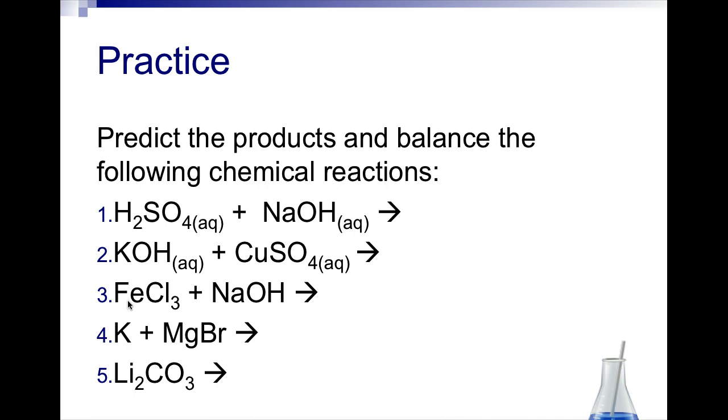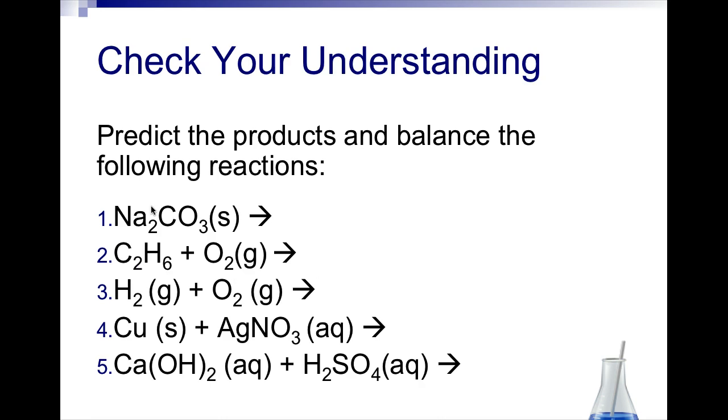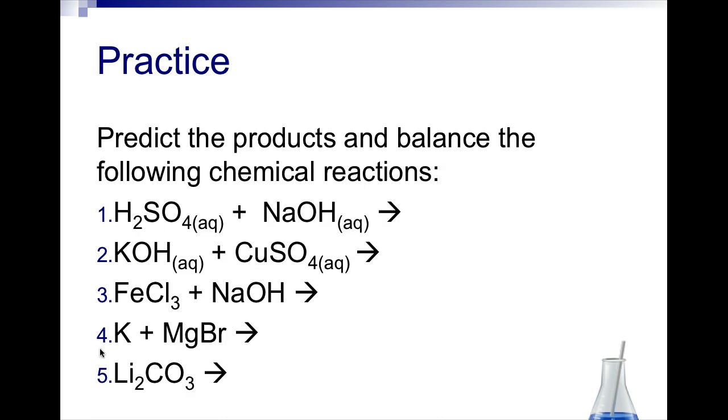Same thing here, iron 3 chloride plus sodium hydroxide. The iron will replace sodium, and remember the iron will maintain its positive 3 charge, and the sodium will then take the place of the iron with the chlorine. So here we have potassium plus magnesium bromide. The potassium will replace the magnesium, and the magnesium will be alone.